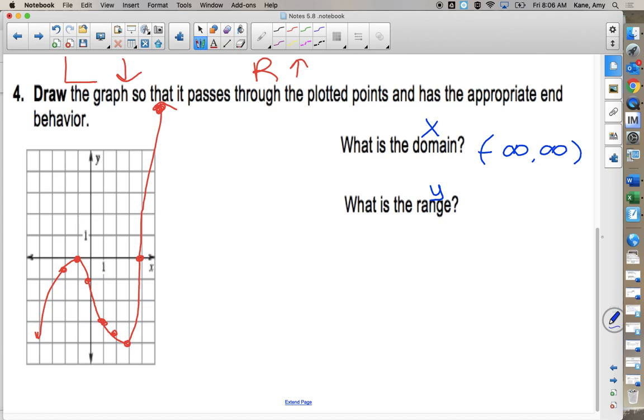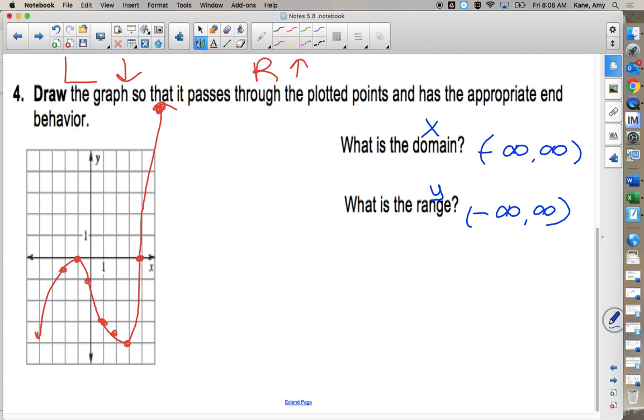Every polynomial has that domain because you can have any number in for x. So every polynomial will have that same domain. And then Ava, if the left goes down and the right goes up, the range is also negative infinity to positive infinity. The range is easier to see because I know this side's going down, that side's going up forever to infinity. Questions?